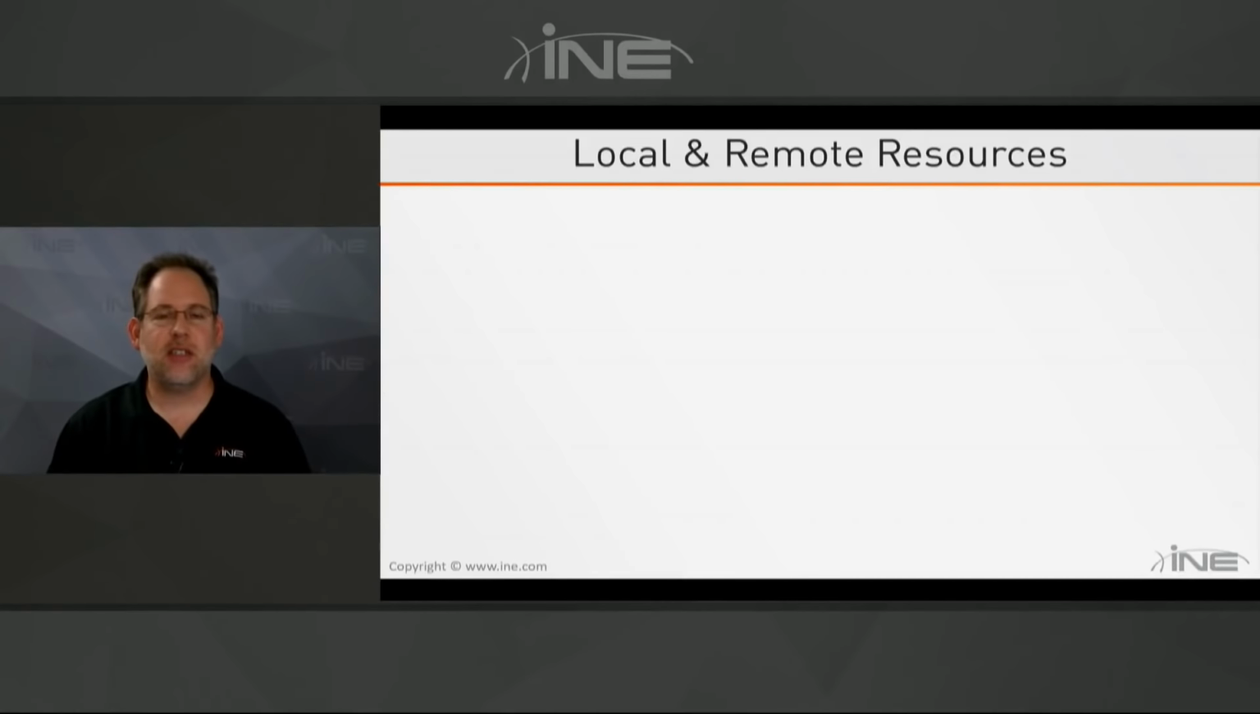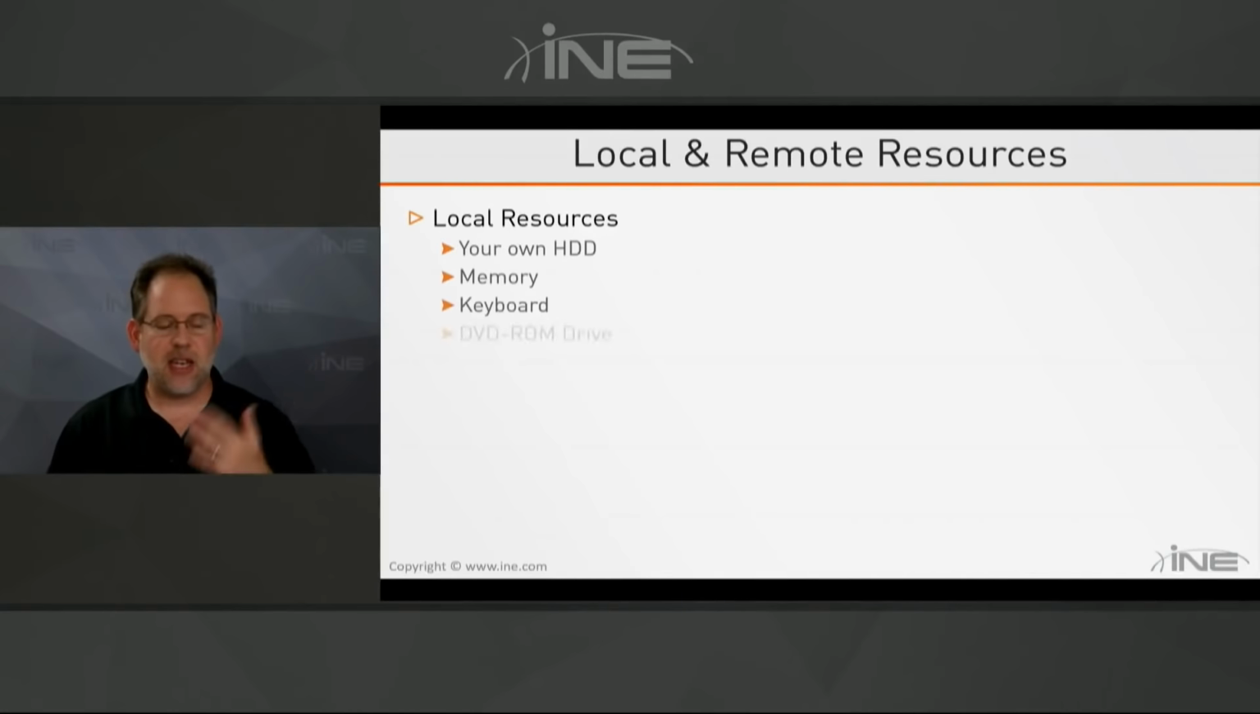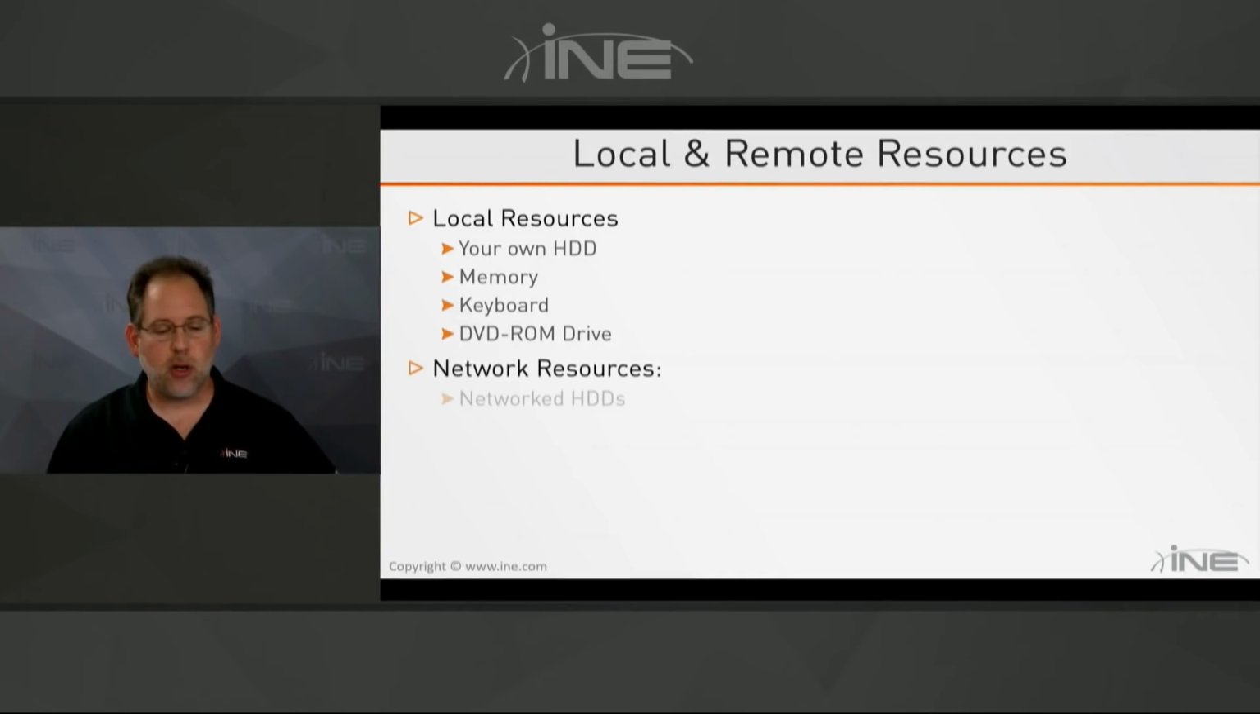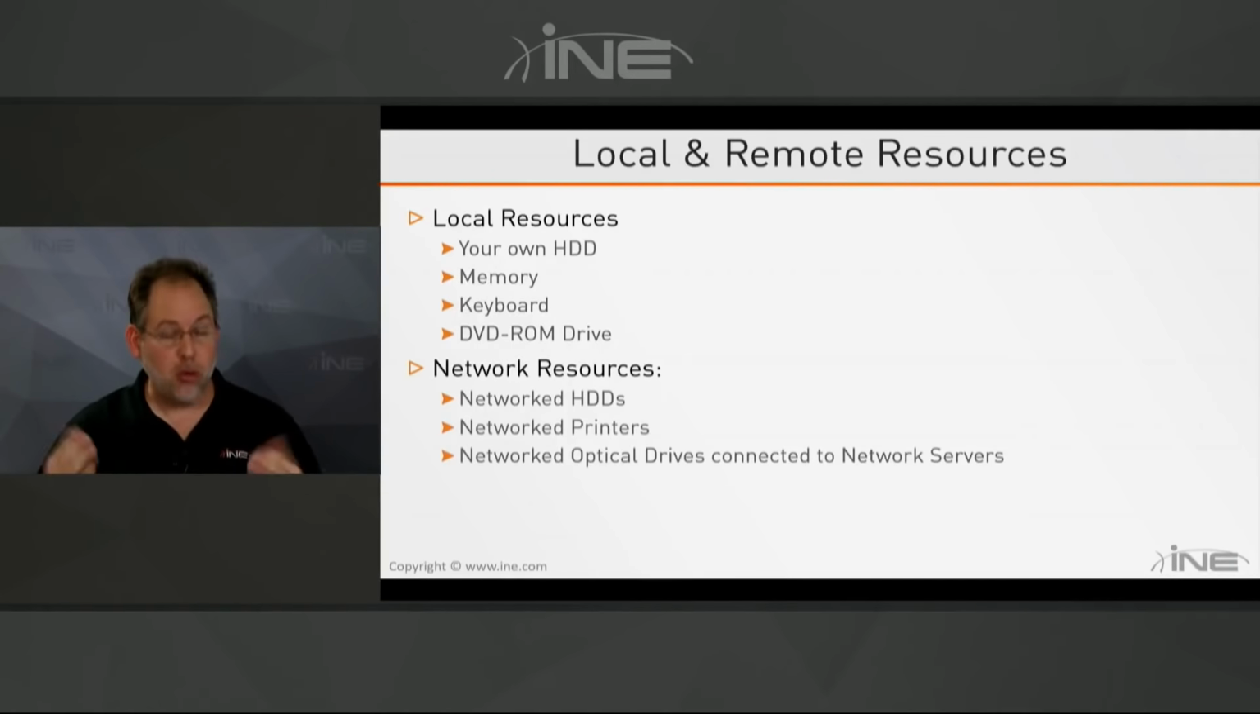I also already mentioned this in the last segment, some differences between local and remote resources. Some examples of local resources are your own hard disk drive, the memory, keyboard, and DVD-ROM drive on your laptop or your tablet, whereas network resources, otherwise known as remote resources, are examples of networked hard disk drives. For example, if you are familiar with using Google Drive or Dropbox, you are making use of a networked hard disk drive.